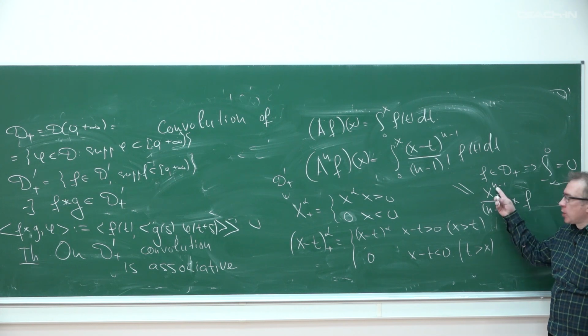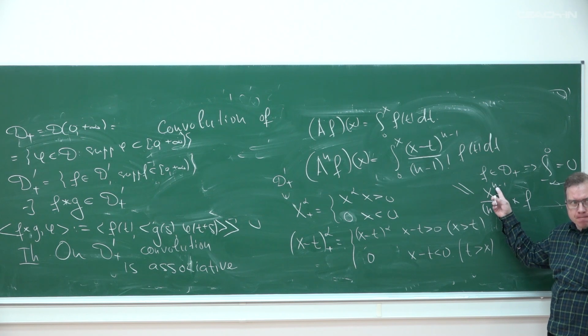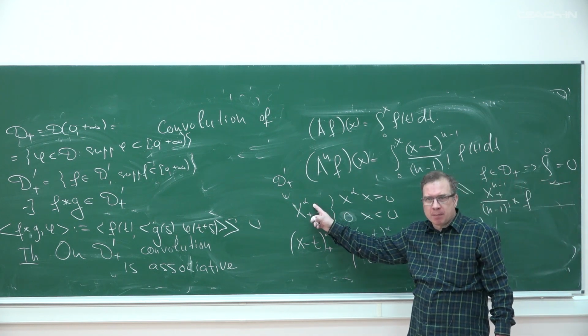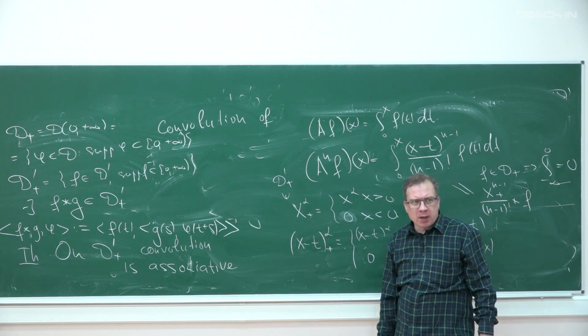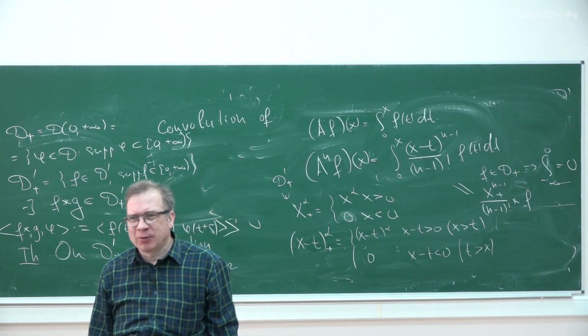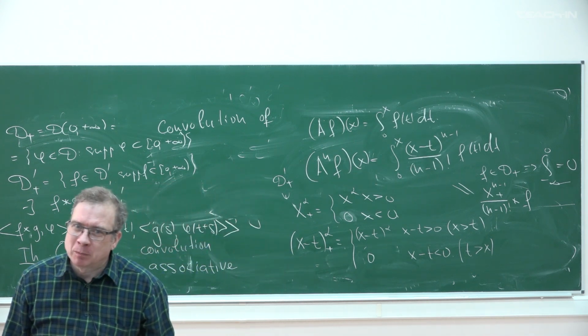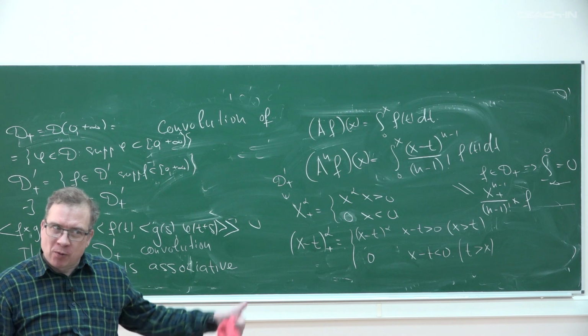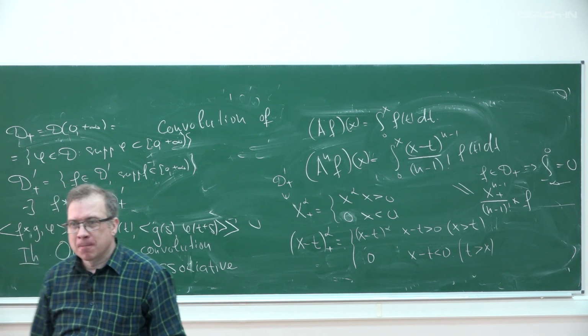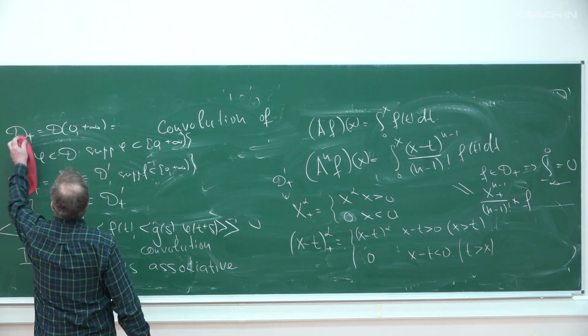But here we have an integer parameter n. And here I can write an arbitrary parameter, maybe complex. Can you define the primitive or derivative of fractional order with the help of these integrals, with convolutions, with some distributions? Yes, you can.